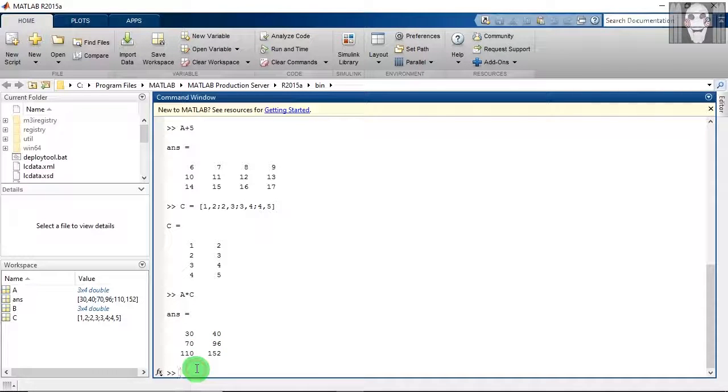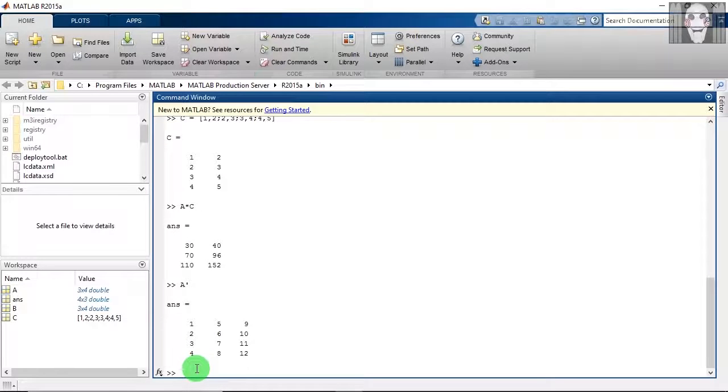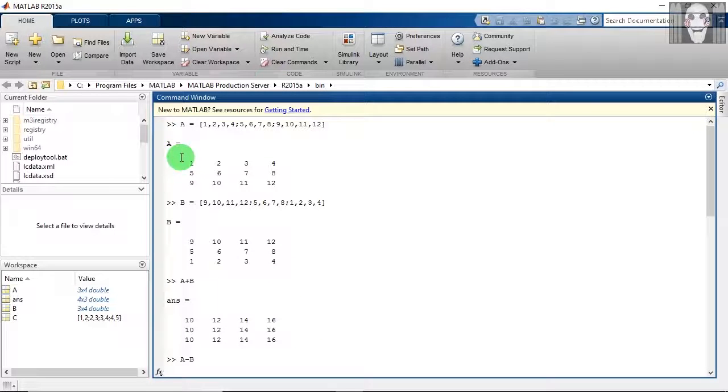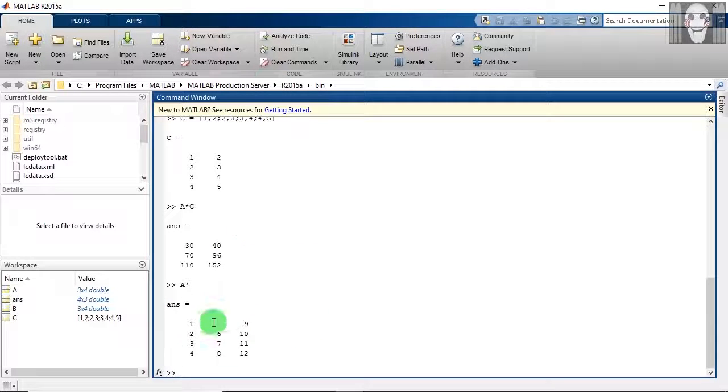Next, you can also do transpose of a matrix. For that, you need to enter the matrix name, that is A, followed by a prime. So now the matrix has transposed from a 3 cross 4 to a 4 cross 3 matrix.